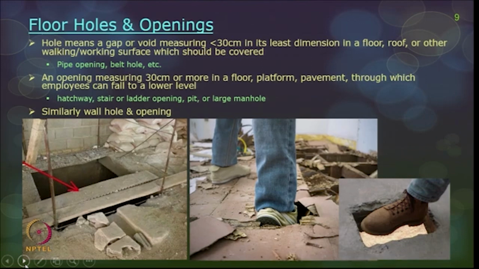An opening is a really large gap or void on a floor or a working surface, wherein a person and objects along with the person can also fall and have a hazard. A hole means a gap or a void. It can be in a floor, roof or other walking or working surface which should be covered, and examples can be pipe opening, belt holes and so on. And an opening is one measuring 30 centimeters or more as given by the IS codes, in a floor, platform, pavement through which employees can fall to a lower level. Examples are hatchway, stair or ladder opening, pit or large manhole.